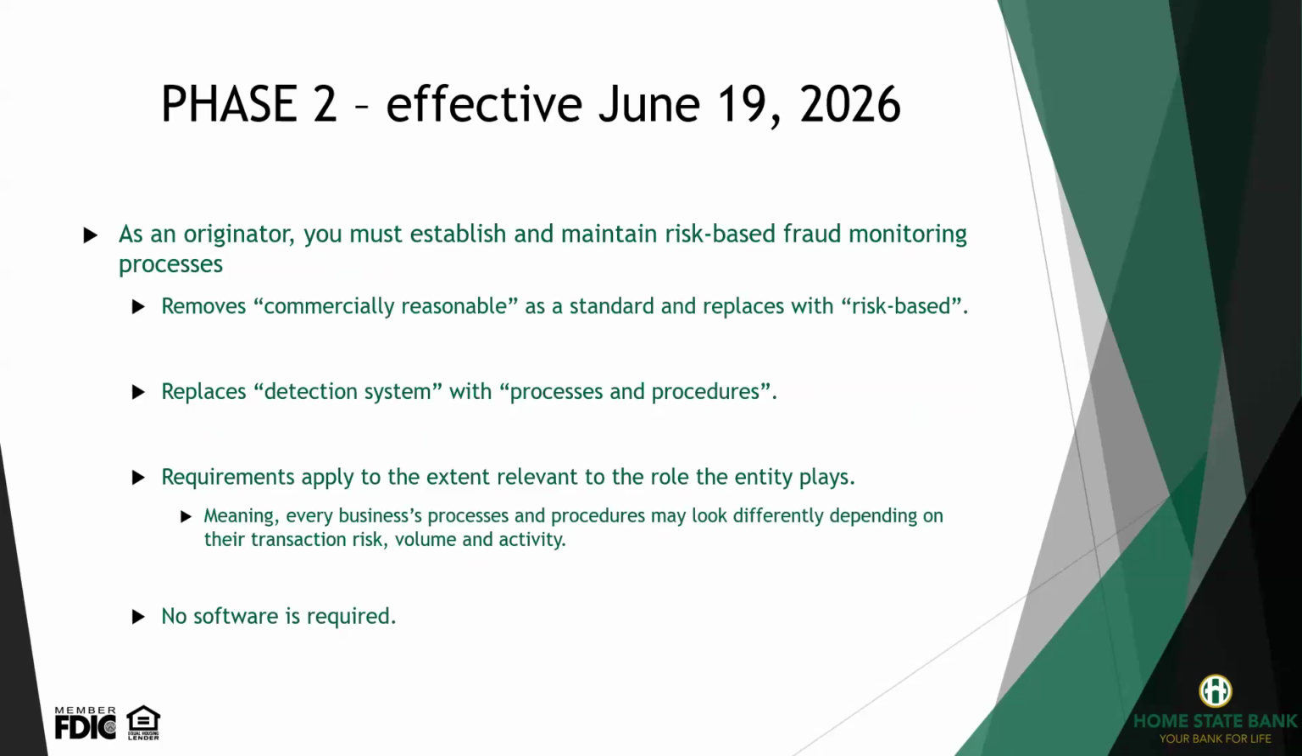So more on phase two, starting June 19th. Us as a bank, we have to establish processes and procedures to mitigate fraud. We've always had to do that. We've had to increase them for the March deadline. Your deadline as an originator is June 19th to have these in place for your business. So you must establish and maintain risk-based fraud monitoring processes. The new rules remove commercially reasonable as a standard and replace it with risk-based.